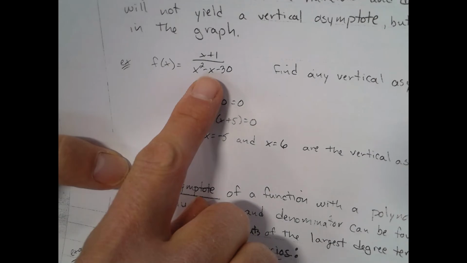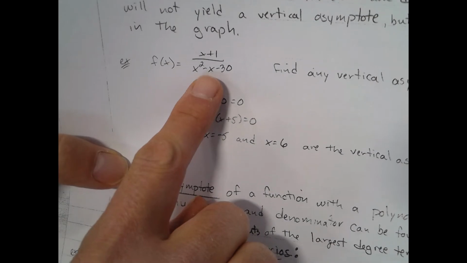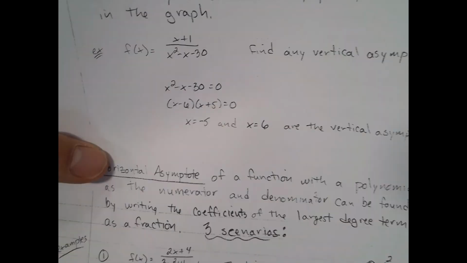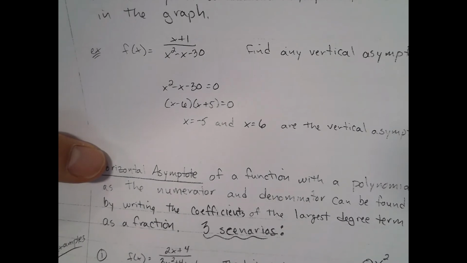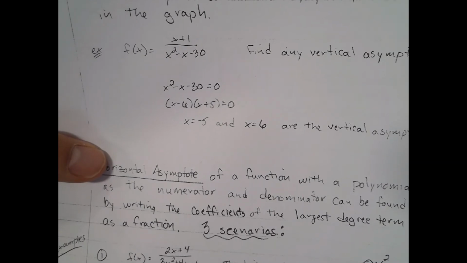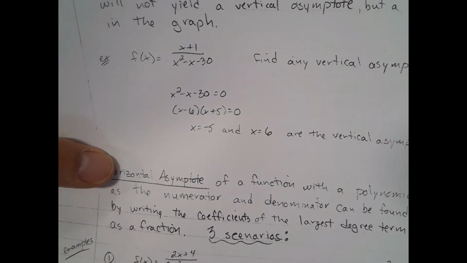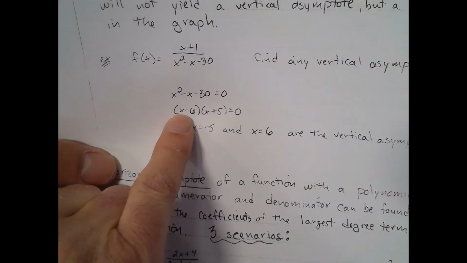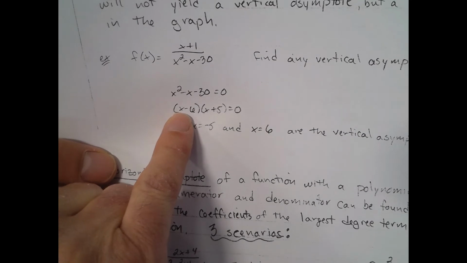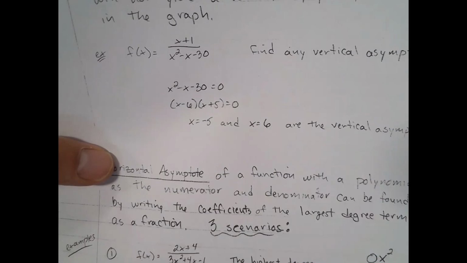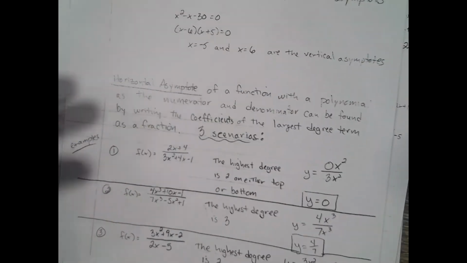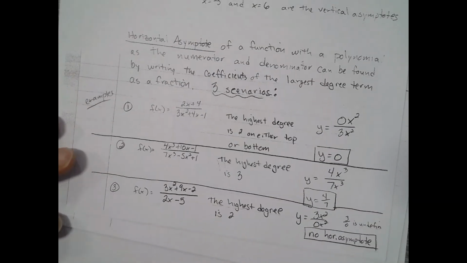For this problem right here, you just set the bottom equal to 0 and solve. And those are always going to be vertical asymptotes. If there was an x minus 6 on top also, then they would just cross off or divide off and there'd be a hole in the graph. There would not be an asymptote. We'll do examples of those too. Okay, those are vertical asymptotes.